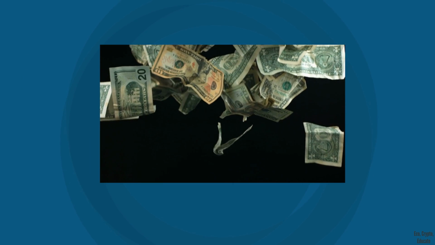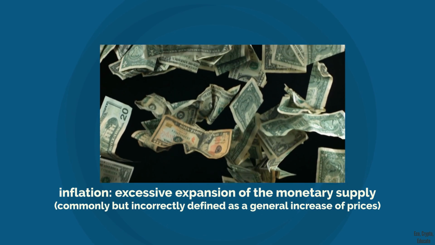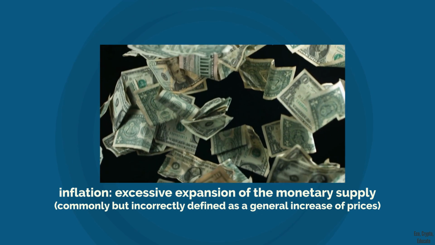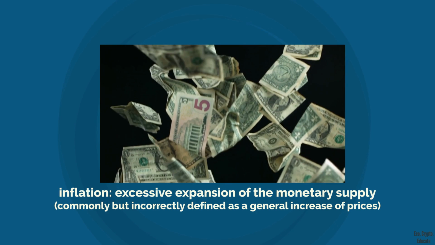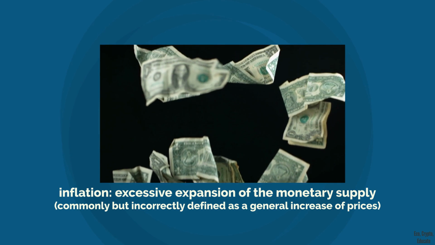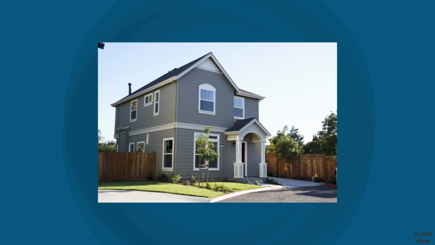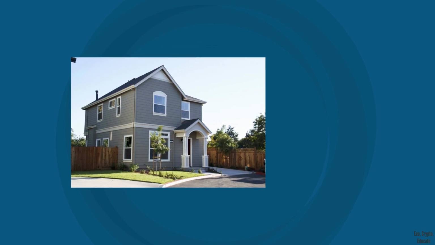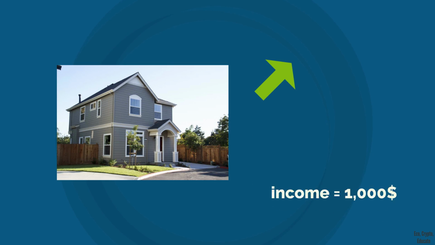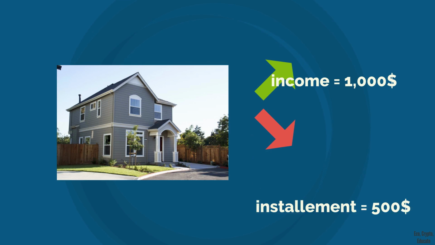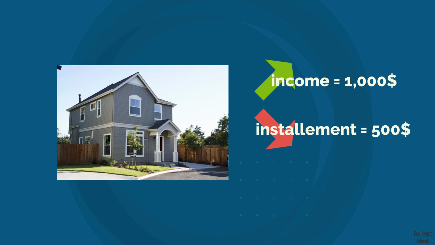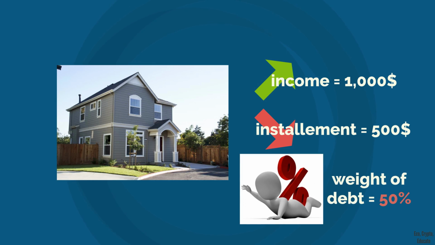First, as you are aware, inflation due to an excessive expansion of the monetary supply is incorrectly but commonly defined as a general increase of the prices, although such increase is only a consequence of the excessive money supply. Let's look at this at the level of one single household. Let's consider you've got a monthly income of $1,000 and a monthly installment of $500 for your mortgage. The weight of your debts is at 50% of the income.